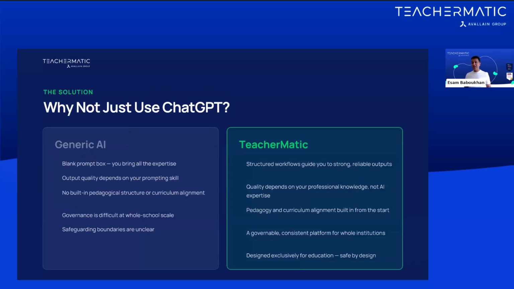So naturally, the question that always comes up is, why not just use ChatGPT, Gemini, or Copilot? It's a very fair question. But with generic AI, you start from a blank box, which means you bring everything: structure, pedagogy, context. So what happens? You generate, tweak, reprompt, start again. And you've already spent about 20 minutes getting something usable. That's where inconsistency comes from. That's where risk comes from.